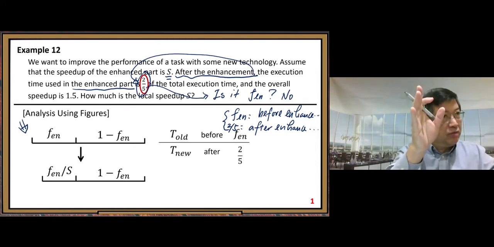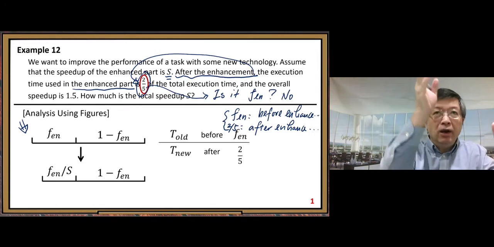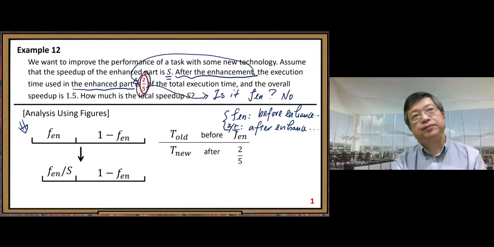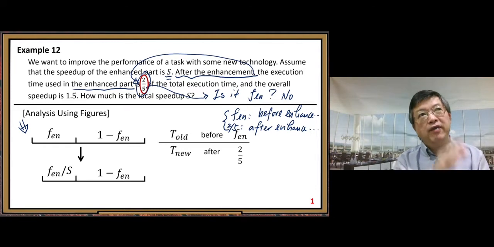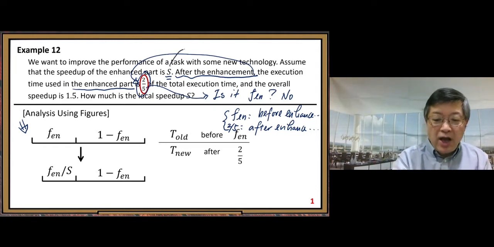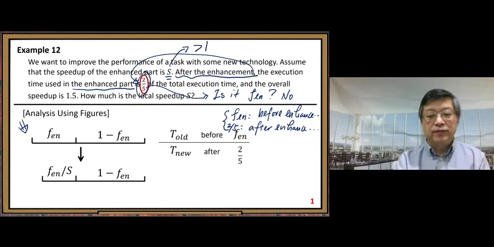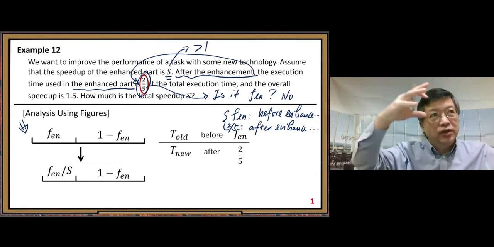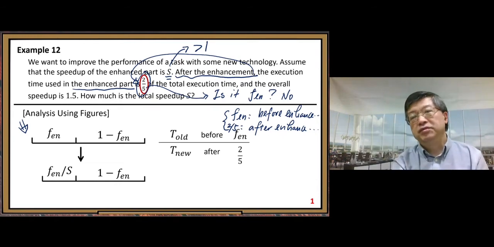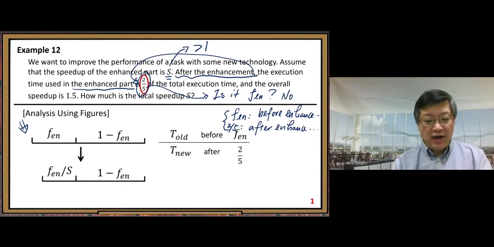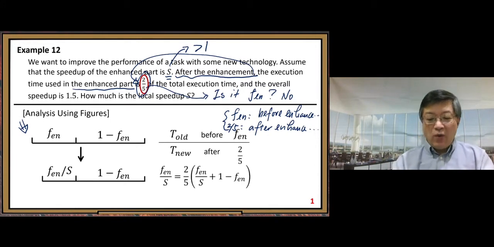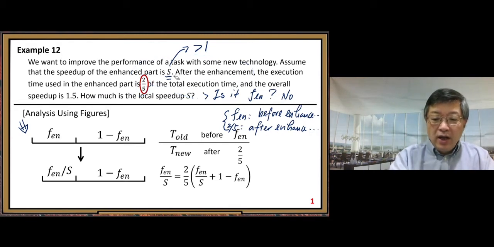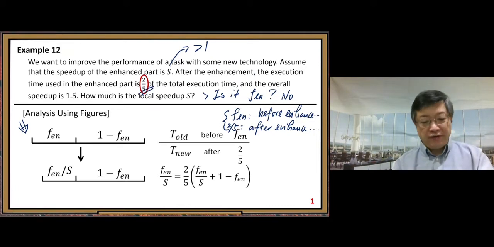Reduced by how much? Divided by the local speedup, S. Because S, we know, is greater than 1, when you divide by S the number will be smaller, so you reduce that part. All right, so now with these two, we set up an equation using this 2/5.